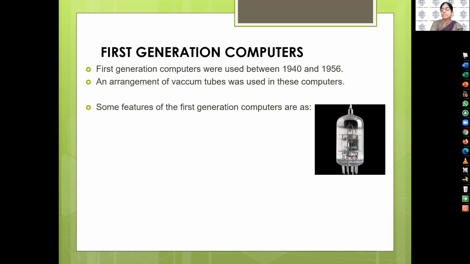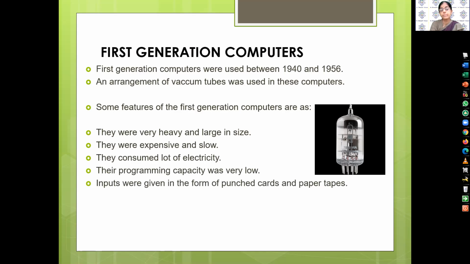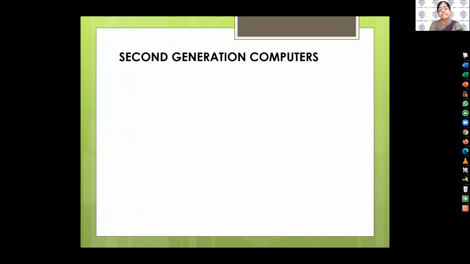Some features of the first generation computers are that they were very heavy and large in size. They were expensive and slow. They consumed a lot of electricity. Their programming capacity was very low. Inputs were given in the form of punch cards and paper tapes. Now some examples of this generation of computers: UNIVAC, Mark I, ENIAC, EDSAC and UNIVAC. So these are some features of first generation and examples.